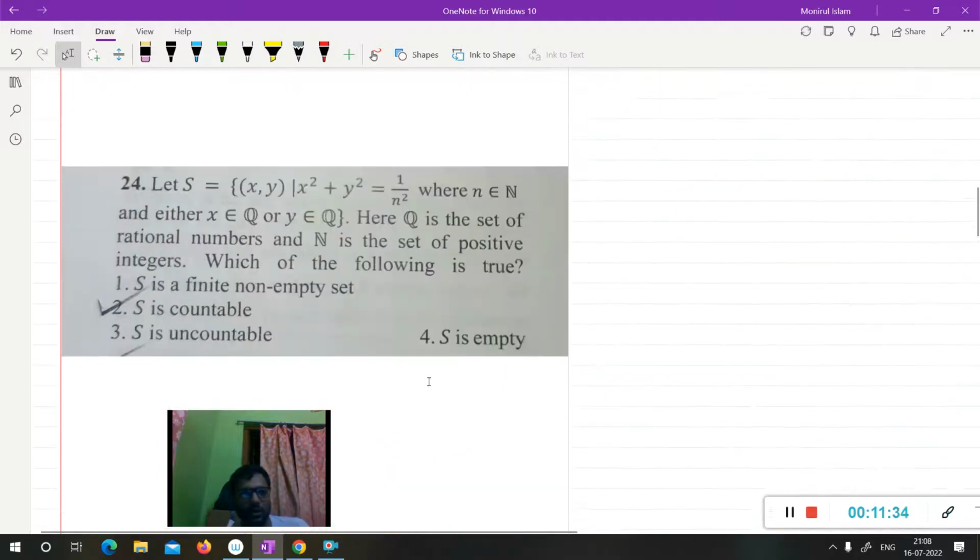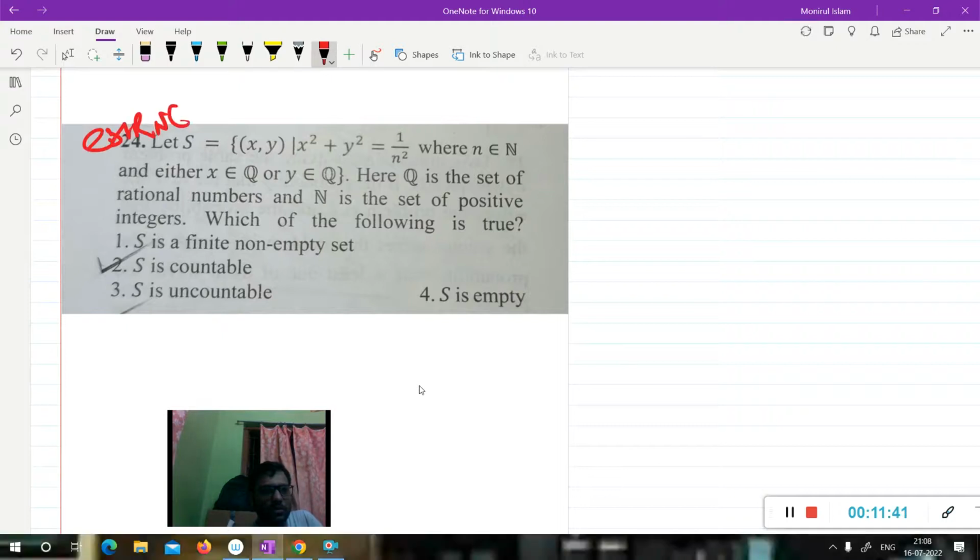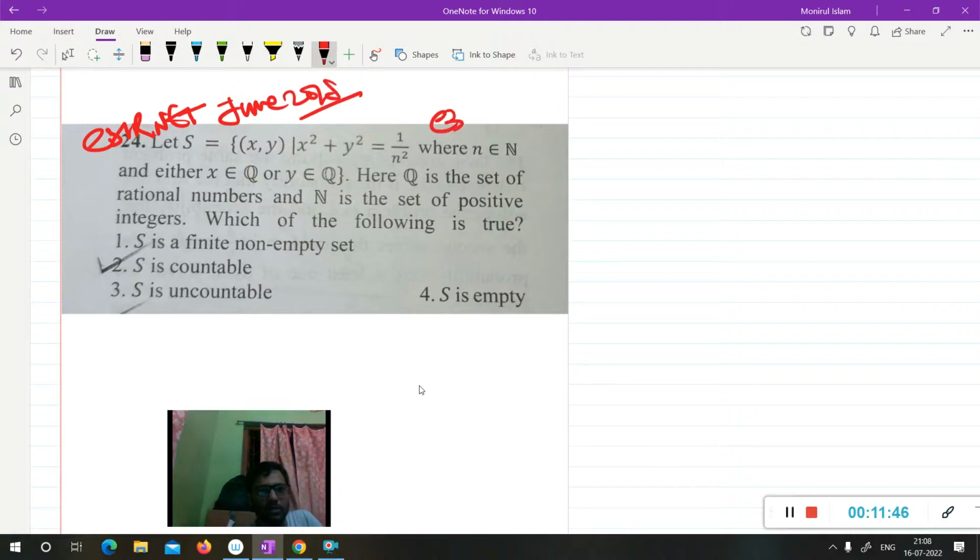Now we are going for a part B type question. This question was asked in CSIR NET, I think in June 2018. Part B type question, 3 mark question.